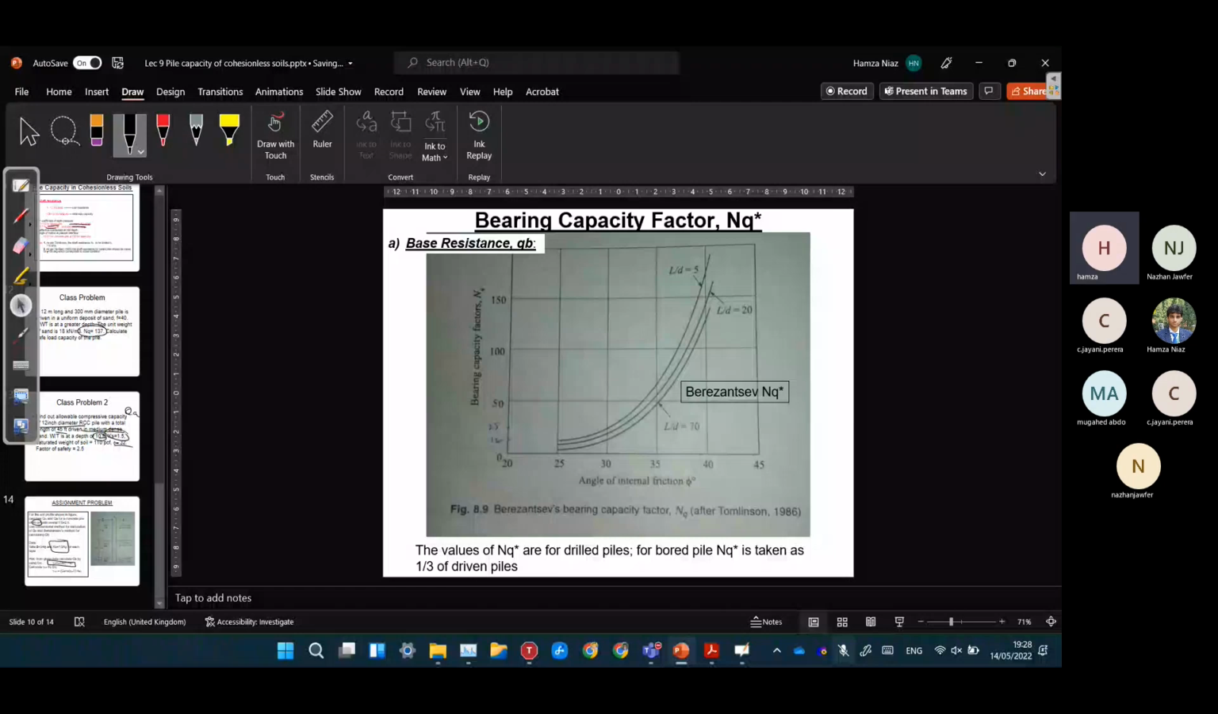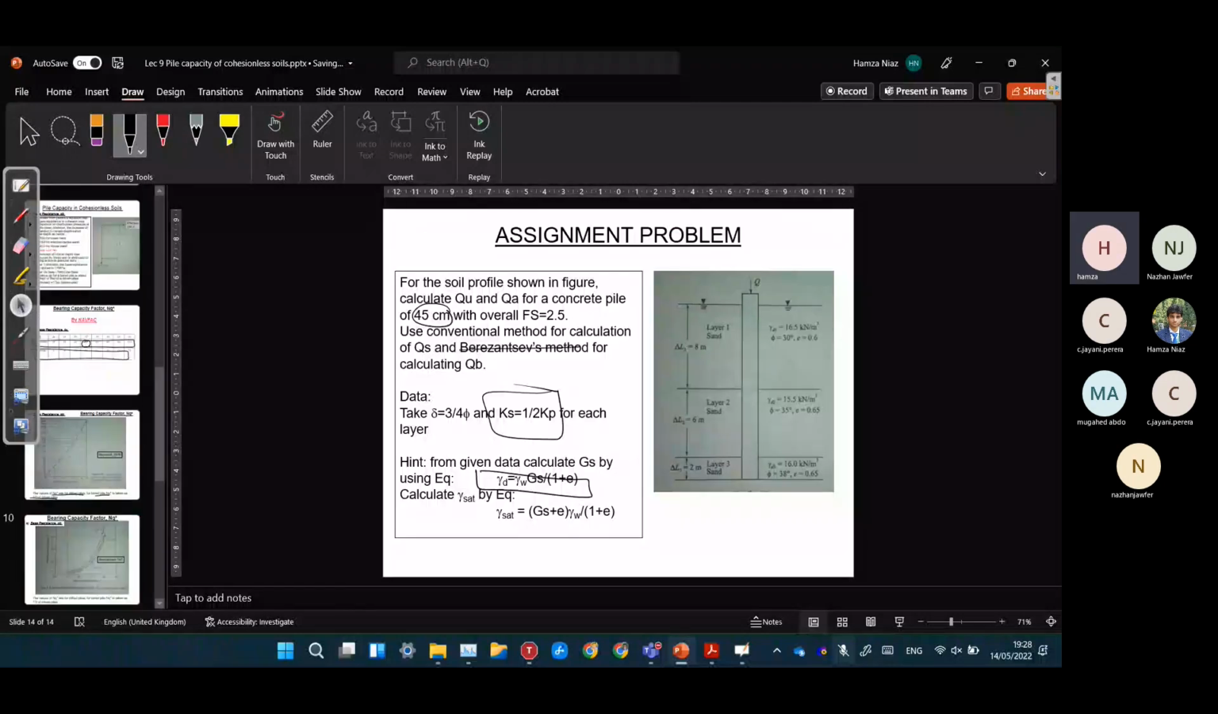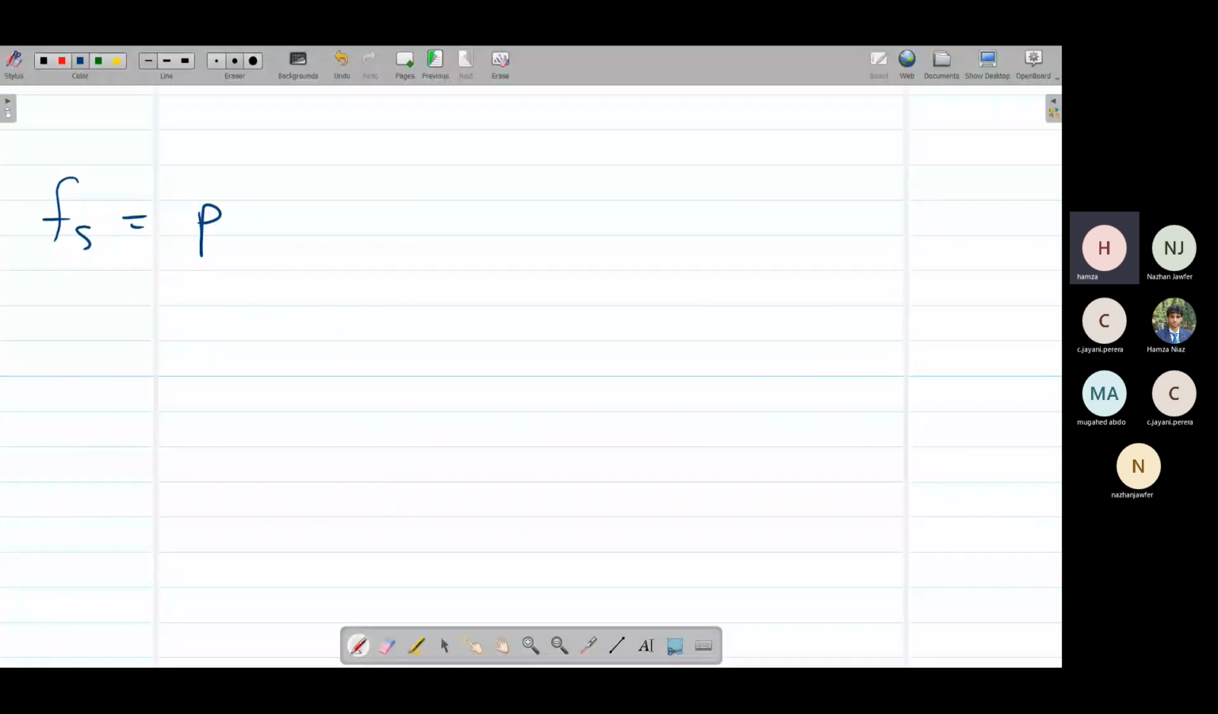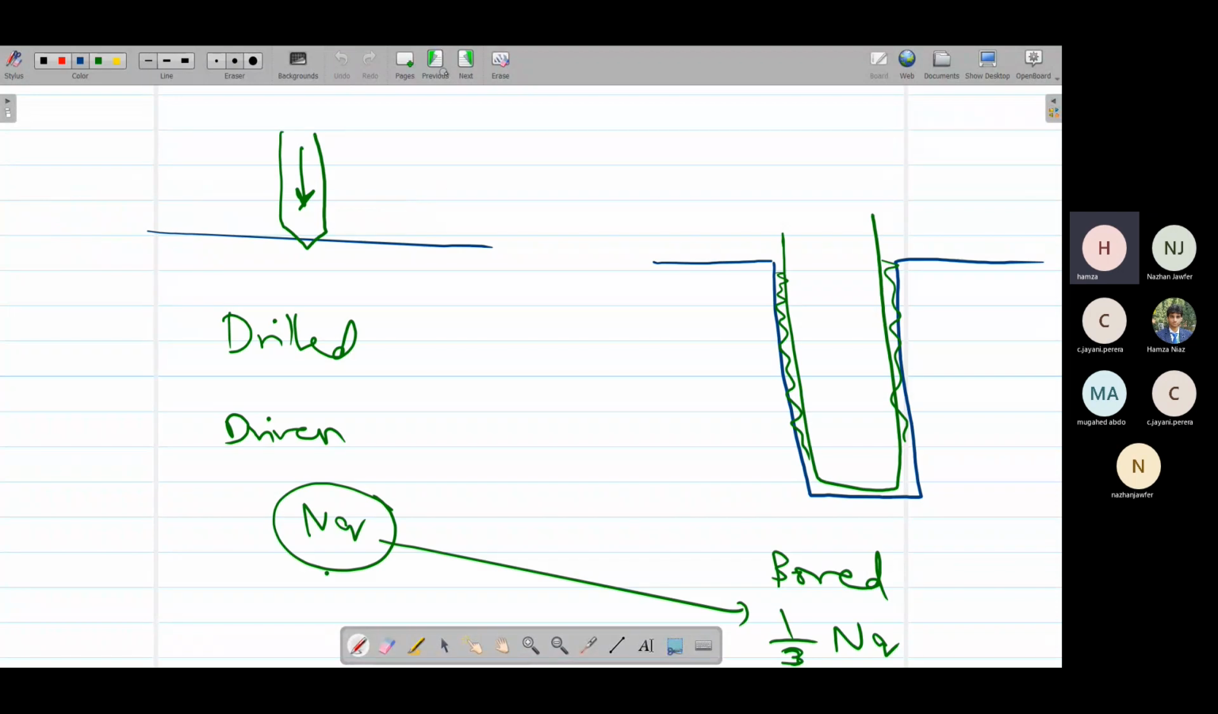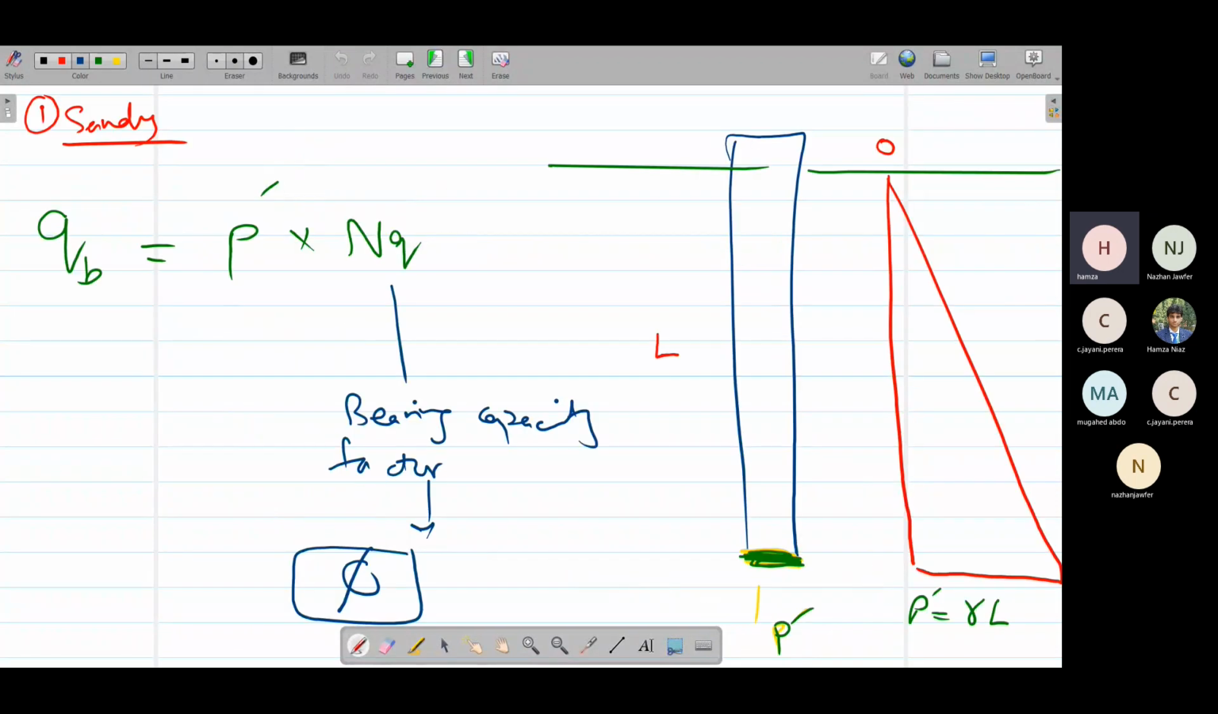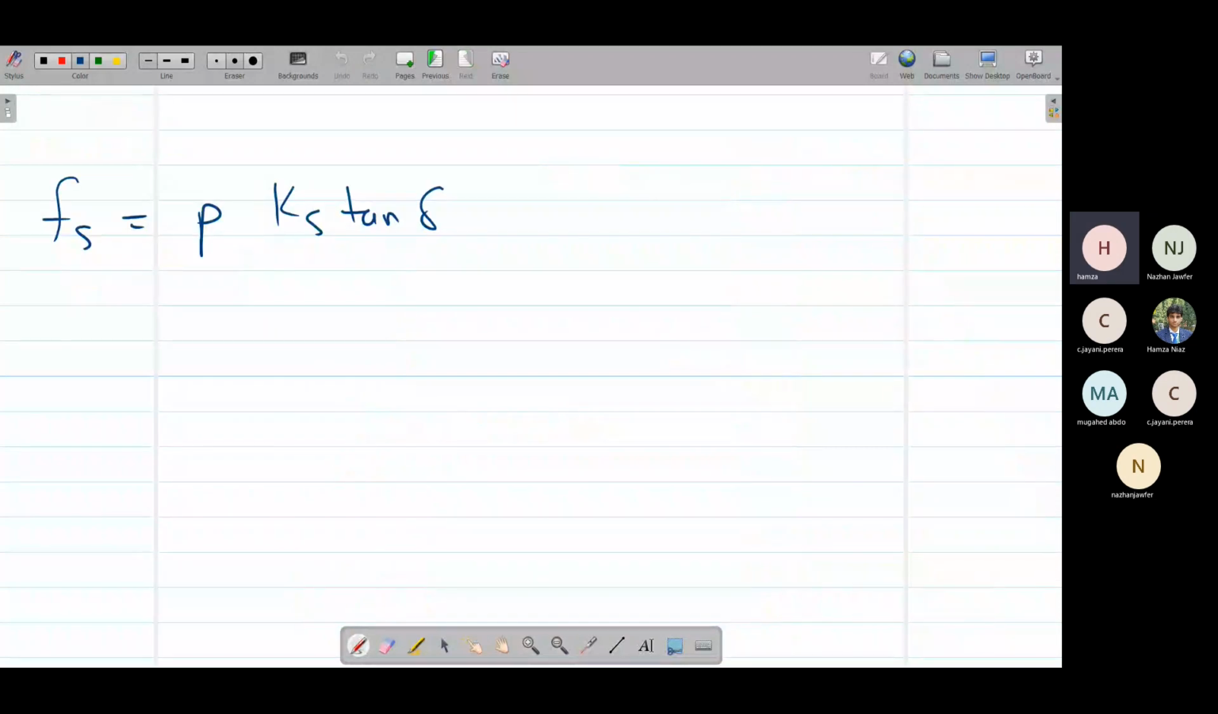Okay, so the second one is the shaft friction, the shaft resistance or skin friction. Its formula is P times Ks times tan delta. We have to memorize this formula for sandy soils: P into NQ was for the base resistance, and for the shaft resistance it is Fs, P times Ks times tan delta. So what are P, Ks and tan delta? For example, again, if I draw a pile.